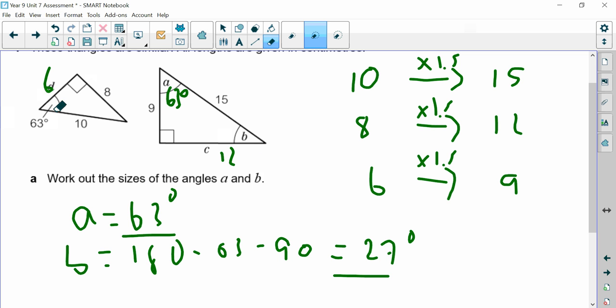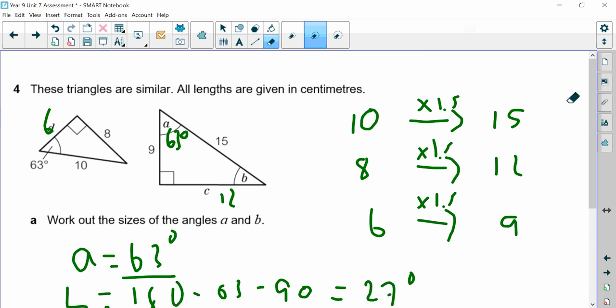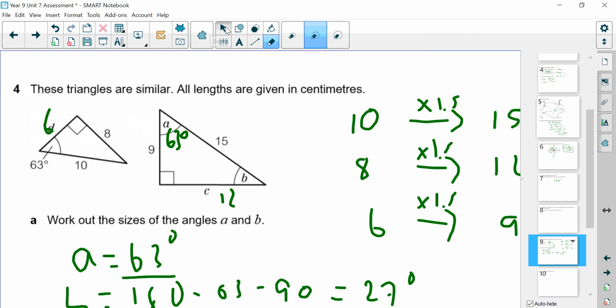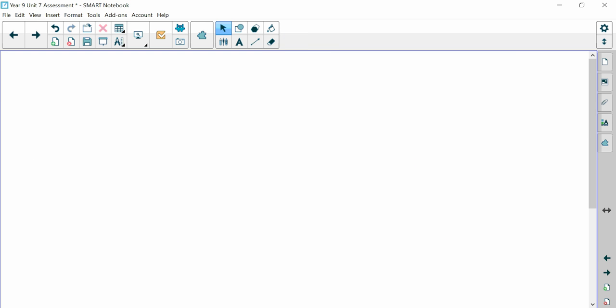They've deliberately moved these so that it looks like you're probably going to go for the upper one, the lower one. It's not how it works. Now, we've already done part B. Part B is to find the length C and D. I'm actually just going to move that onto the same page because there's no need for us to have a separate page for that.